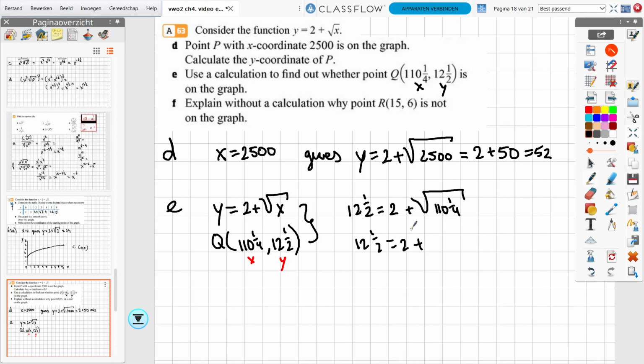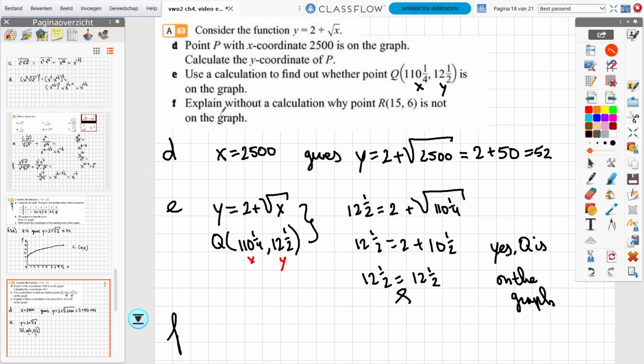It's apparently 10.5. 10.5 times 10.5 is 110 1/4. And here you find something that is true. 12.5 is 12.5. Hey, if this now works out, then that means, yes, Q is on the graph. Don't forget this conclusion. If I found anything else, for example 12.5 is 11.5, then it's not correct, then Q is not on the graph. Okay?